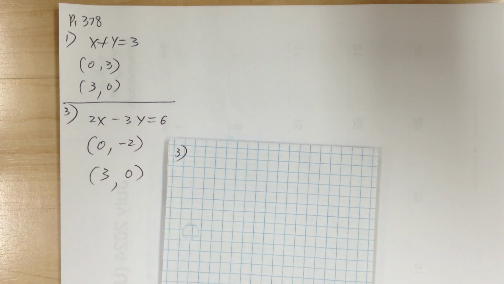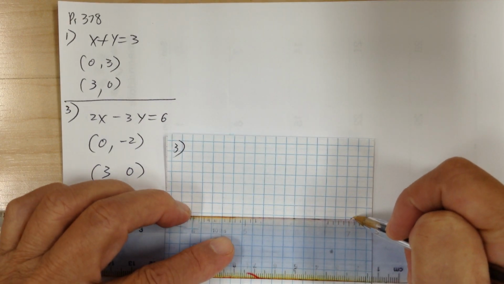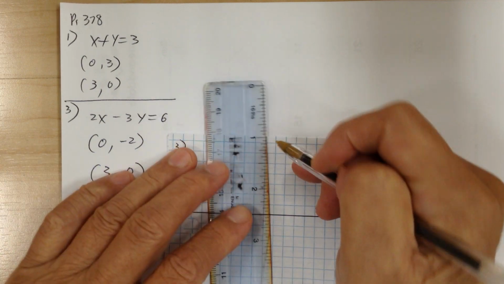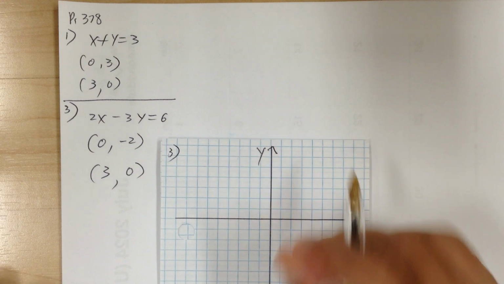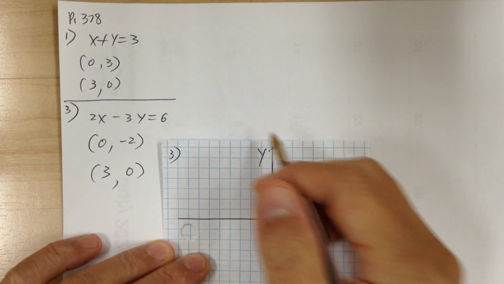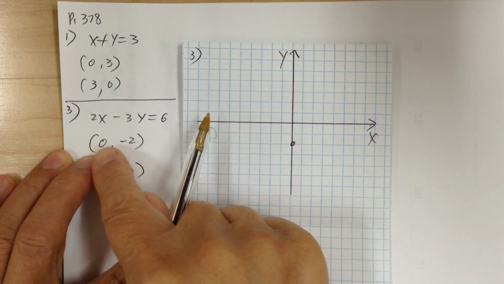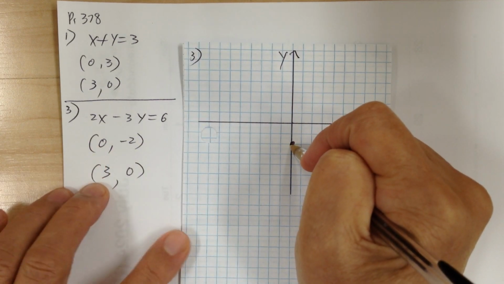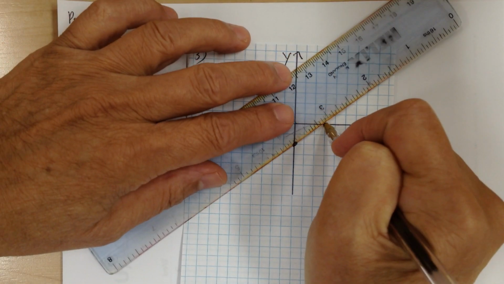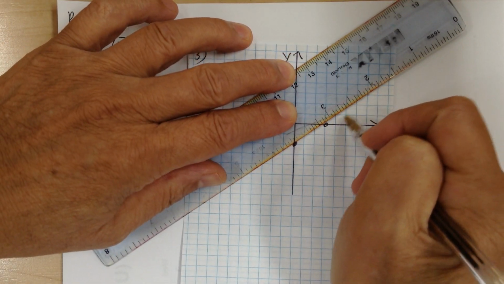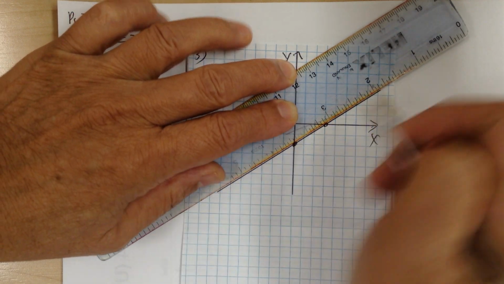let's go ahead and get our x and y axes. You have (0, negative 2), so that's your (0, negative 2), and you've got (3, 0) right over here, and connect the two dots. It's actually more like over here.